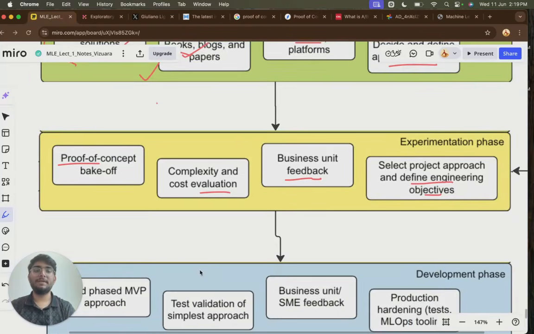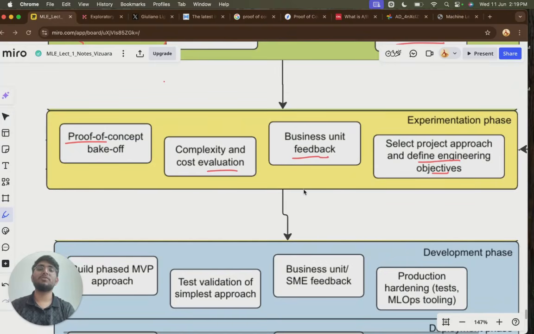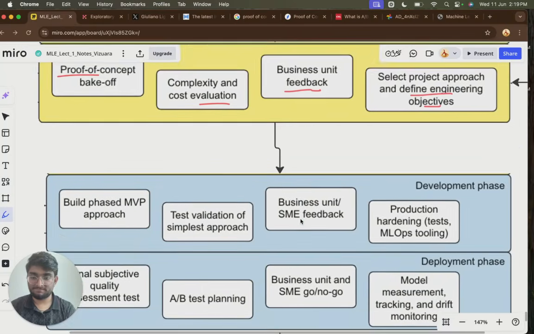Next will be our development phase. This was what will go or what will not go in the project. So this is the experimentation phase. But next is the development phase.